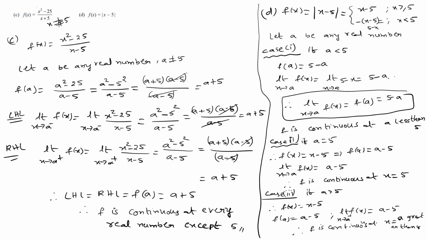Okay. So this function is continuous for less than 5, equal to 5, and greater than 5 also. So therefore f is continuous at every real number. f is continuous at every real number. Okay.